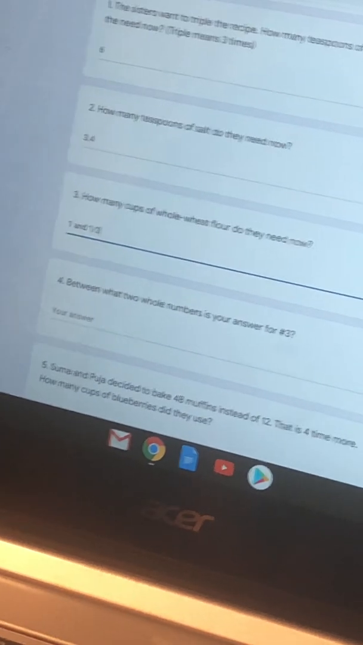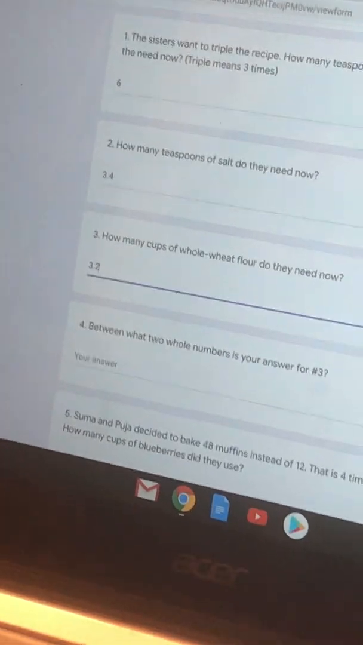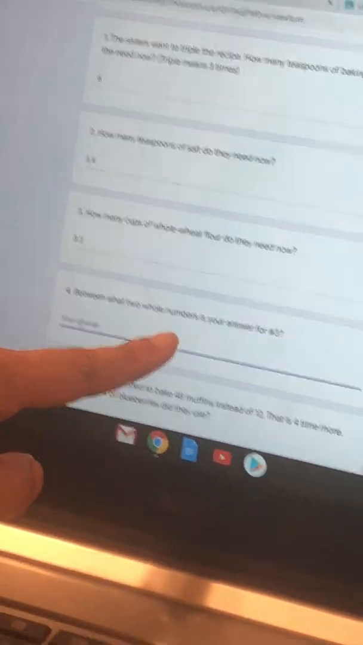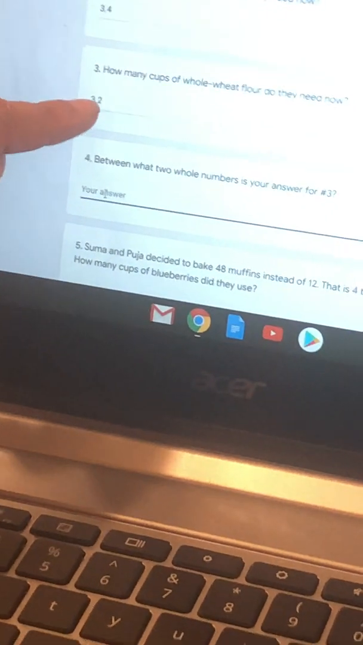Okay? Or you could have written 3/2, and I would understand that the 3.2 means 3/2. Okay, now number 4. Between what two whole numbers is the answer for number 3? So for number 3, the answer was 3/2, or it was 1 1/2.